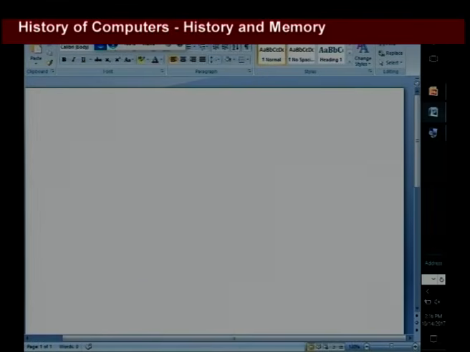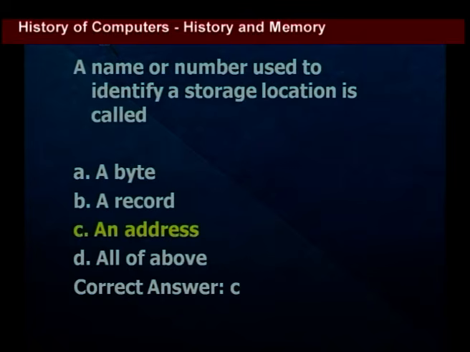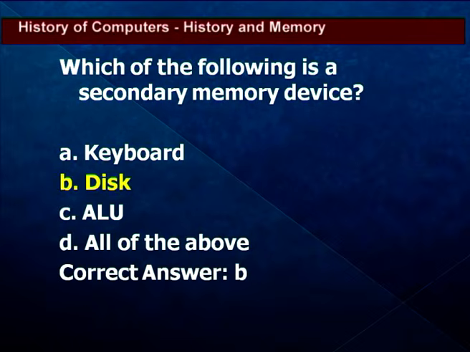I will explain the next one. The name or number used to identify a storage location is called an address. An address is the correct answer. Byte is a memory location, an internal storage name, and a record is a collection of files. An address is the perfect answer for identifying the storage location. All of the above is also not a perfect answer; an address is the only perfect answer here.